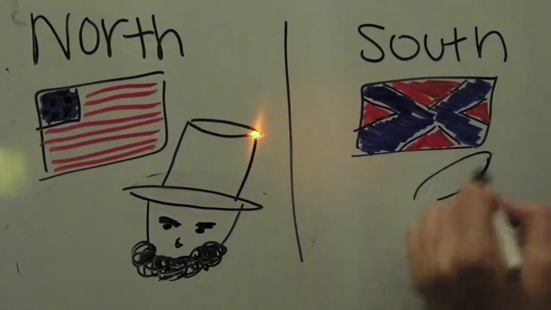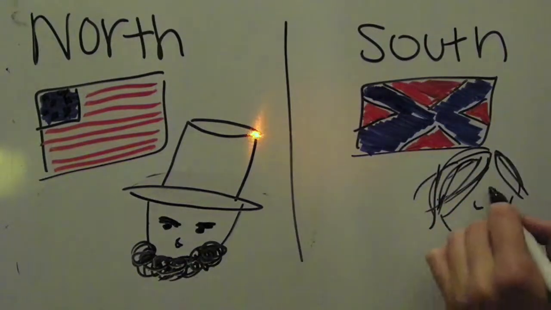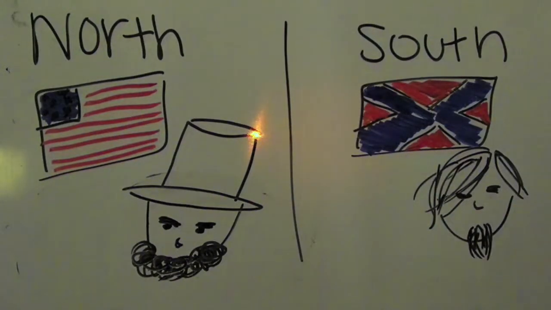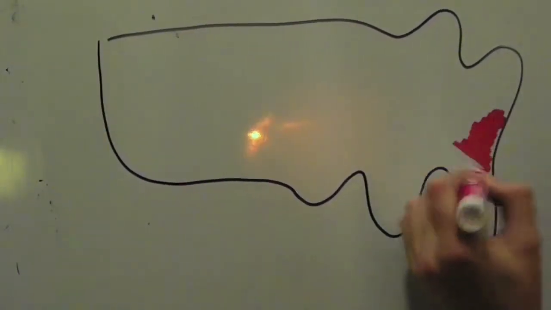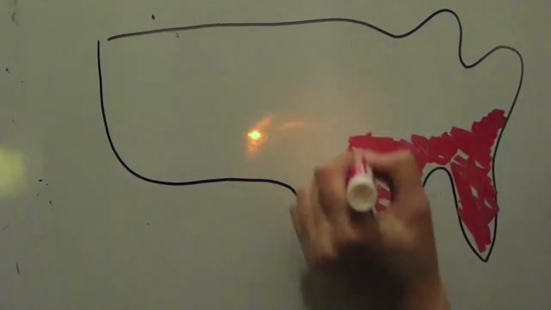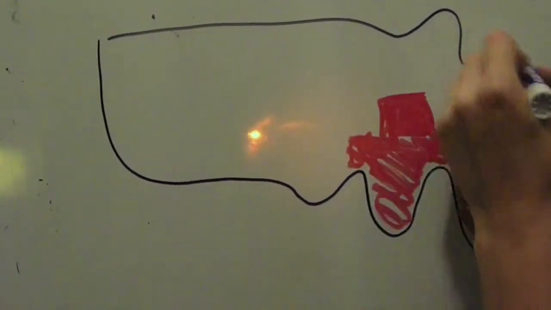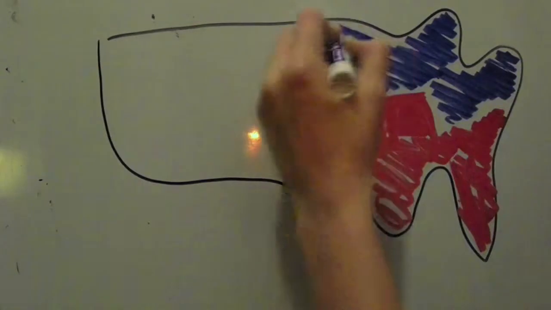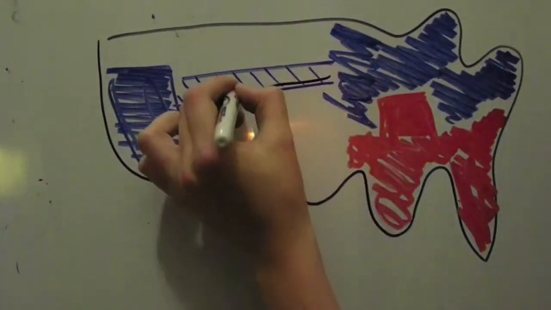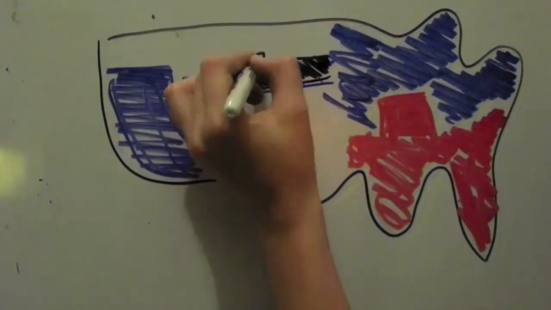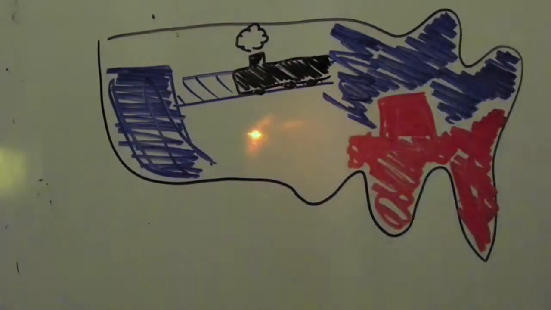In January 1861, the South secedes. The first state to secede was South Carolina, followed by Georgia, Alabama, Mississippi, Florida, Arkansas, Louisiana, Texas, Virginia, Tennessee, and North Carolina. The blue was the Union and the white is the Union territories.